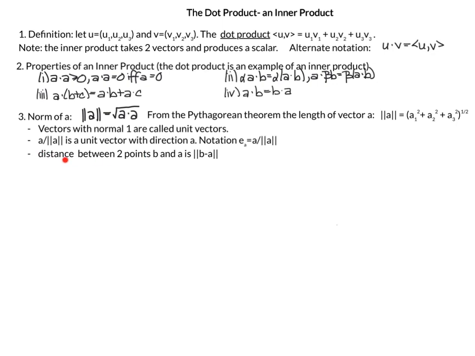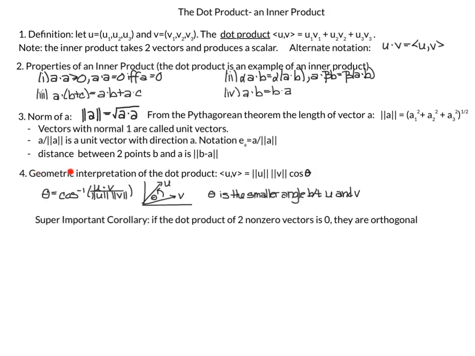Last point for this topic is the distance between two points B and A is the norm of B minus A. This next topic is the geometric interpretation of the dot product. And of course, the algebraic interpretation is important because that's how you're going to get answers to problems. But the geometric interpretation is equally important.